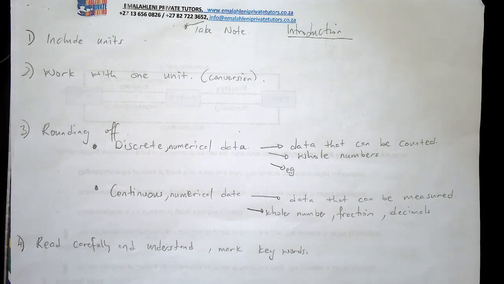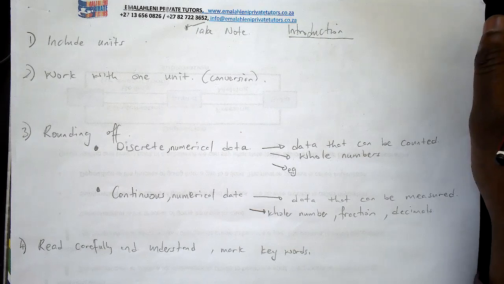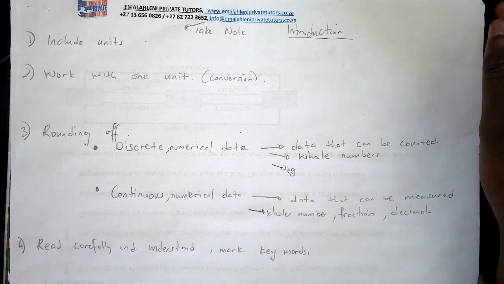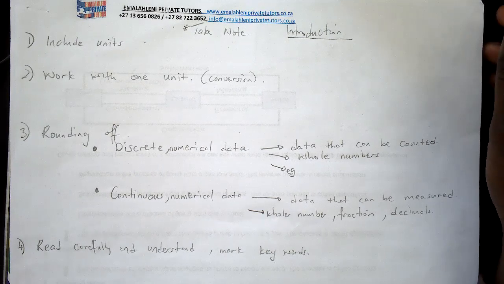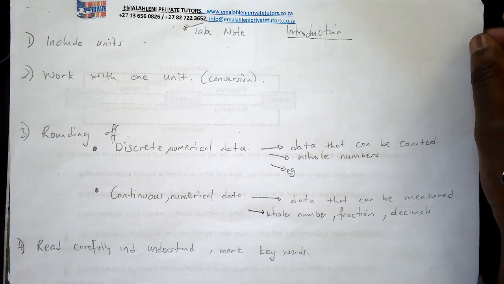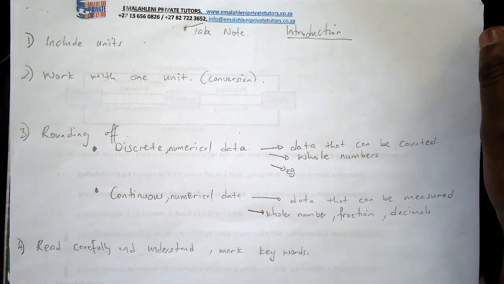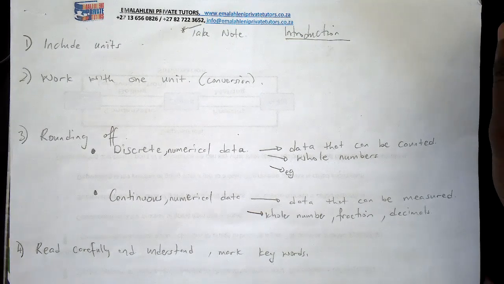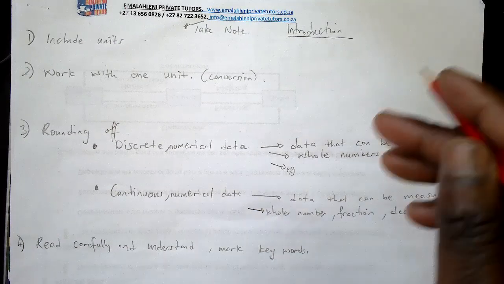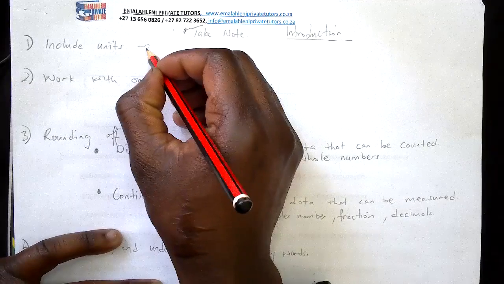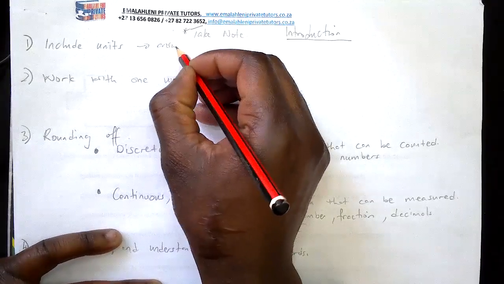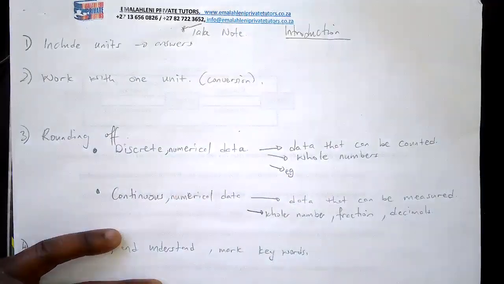Okay, so there are certain things that you need to take note of and take seriously in maths literacy, because maths literacy deals with the real situations that are actually happening in your everyday life. Now, the first thing that you need to know is that in your answers you must always include units. The units matter very well.